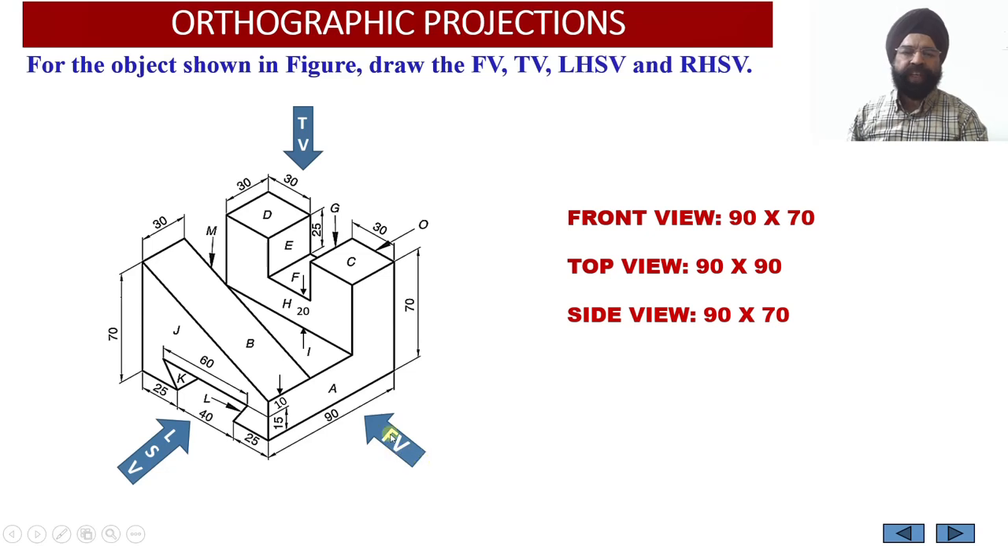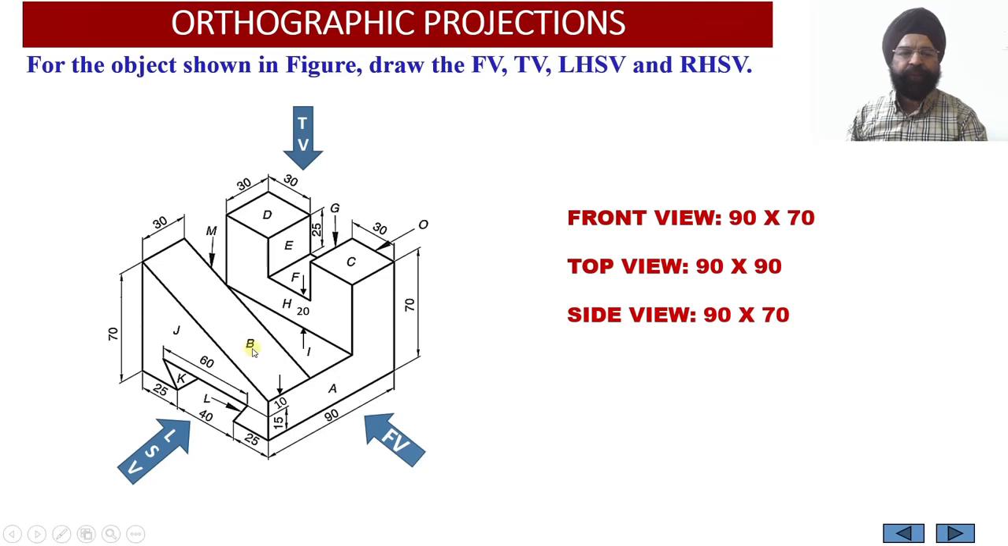So when the observer is going to look at the solid from the front, there are three faces which will be visible to the observer. The first face which will be visible to the observer will be the face A, and this face A is an L-shaped face over here, and this face A will be parallel to the vertical plane. So the projections of the surface A which will be viewed on the vertical plane will be the true shape.